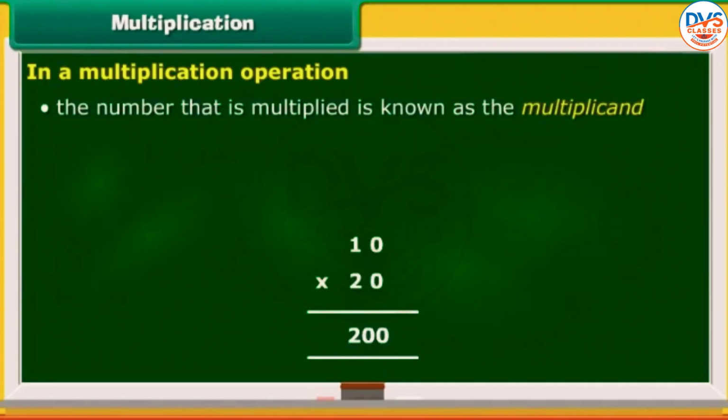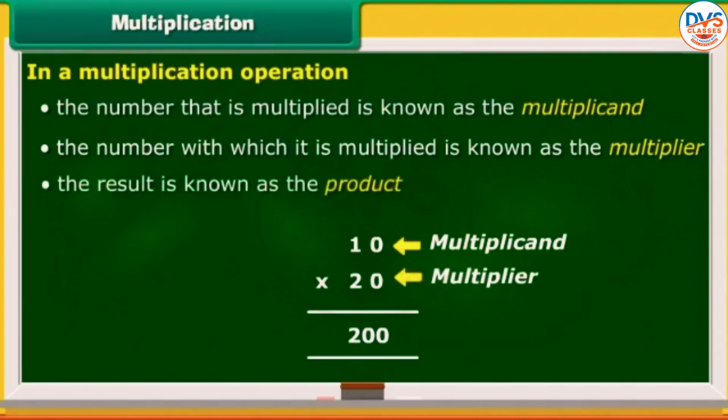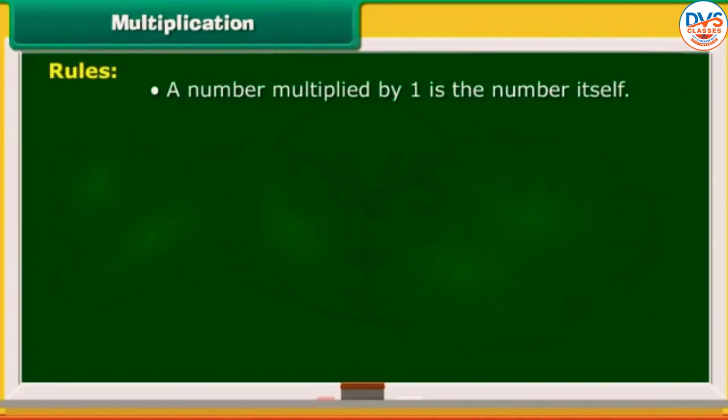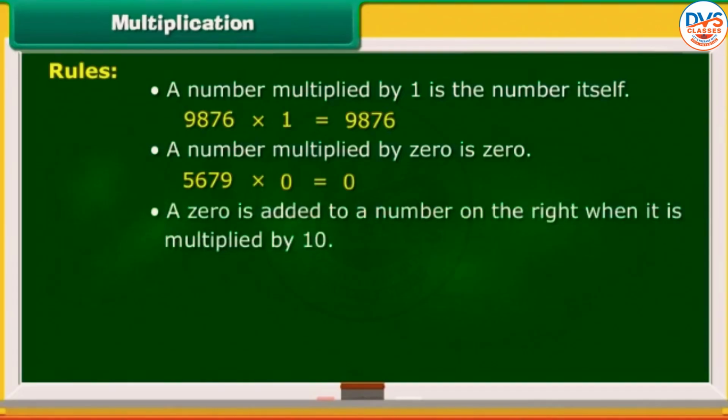Multiplication. In a multiplication operation, the number that is multiplied is known as the multiplicand. The number with which it is multiplied is known as the multiplier, and the result is known as the product. Let us look at some rules of multiplication. A number multiplied by 1 is the number itself. 9876 multiplied by 1 is equal to 9876. A number multiplied by 0 is 0. 5679 multiplied by 0 is equal to 0. A 0 is added to a number on the right when it is multiplied by 10.